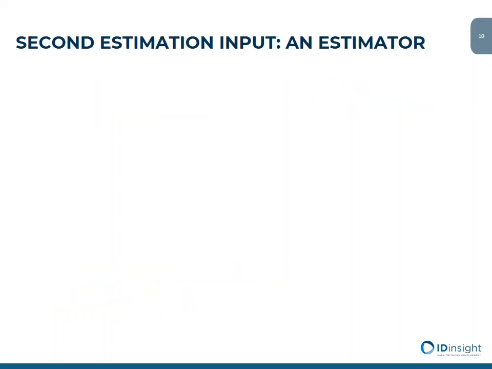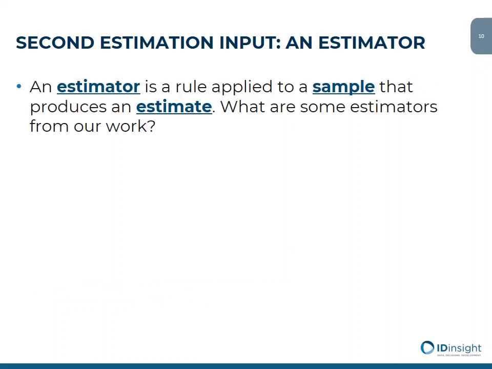So the second estimation input that we need is an estimator. An estimator is a rule that, when applied to a sample, produces an estimate. Notice the similar terminology here. Estimator means a rule or formula. Estimate is the specific quantity that we're getting from our sample. And then sometimes you hear the term estimand, which just means population parameter, or the true population value that we're trying to estimate. So what are some estimators from our work?